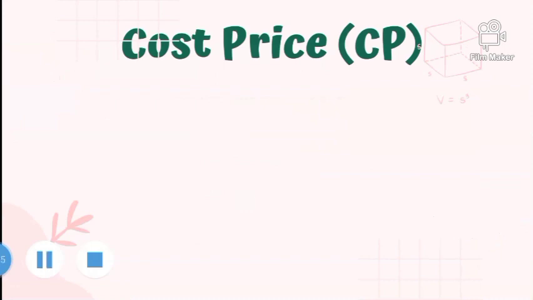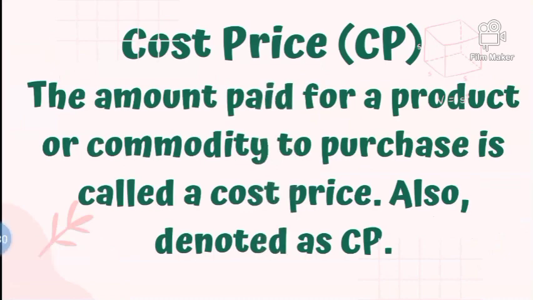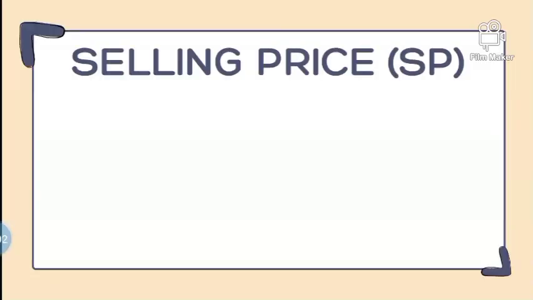Alright, what is cost price? Now, cost price is the amount paid for a product or a commodity to purchase. The amount paid for a product or commodity that has been purchased is called the cost price. Meaning you go to the market, you buy something, you go to a shop, you buy something. The amount you pay for that commodity is called the cost price. It is also denoted as what? CP.